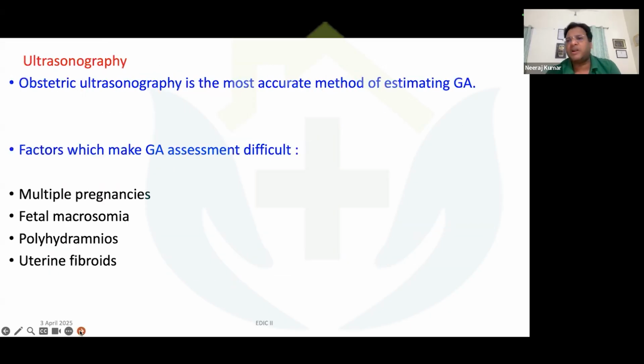And the first part is obtaining the menstrual history, for knowing the estimated date of delivery or expected date of delivery. Now the third part is ultrasonography. It is one of the most accurate methods.